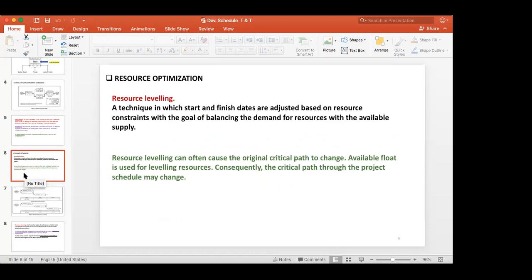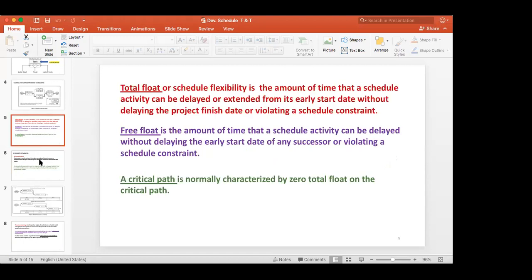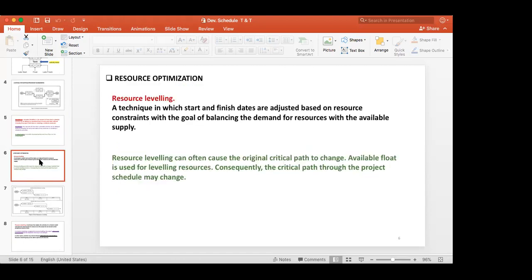And you're coming to resource optimization. There are two things you have to learn: resource leveling and resource smoothing. Resource leveling, that means, every programming and everything depends on what you have in hand. The resources are the most important thing. So because of your resource constraints, sometimes you will have to change the dates.